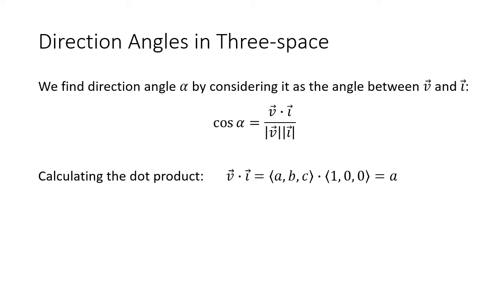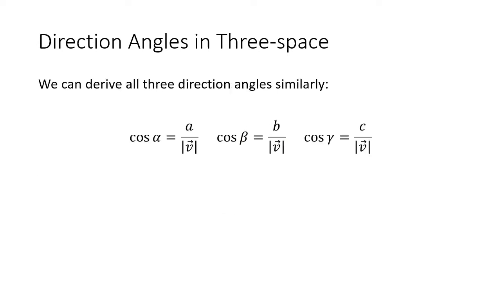Well, calculate that dot product. v was the vector with components a, b, c. i hat, my standard basis vector, has a 1 for my x component and zeros. Well, if you do that dot product, that's just a. And also, we know that the magnitude of i, it's my unit vector, it's got to be just 1. So when I plug those results in, cosine of alpha is just a divided by the magnitude of v. It actually works out that this direction angle works out pretty simple.